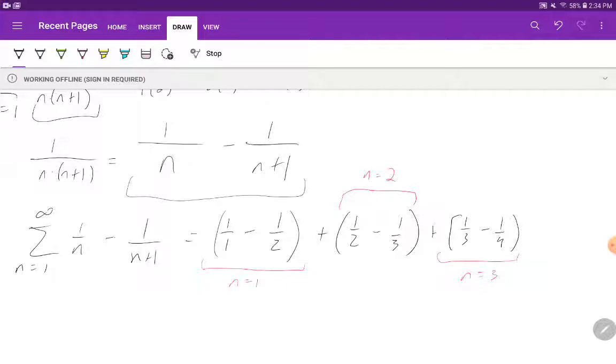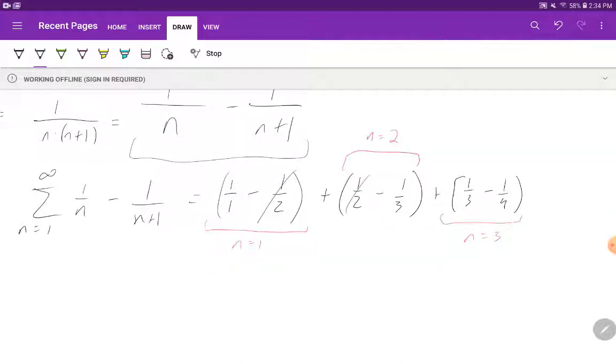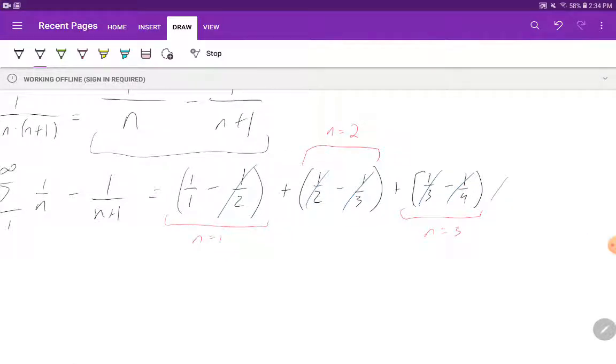Something interesting happens here. We see a pattern start to emerge. This negative 1/2 is going to cancel out with the 1/2. This negative 1/3 is going to cancel with the 1/3. The negative 1/4 is going to cancel out with the following positive 1/4. And there's always going to be a leftover second term. I'm going to highlight it here. This term is the only one that's going to survive, along with the end term of the last piece.